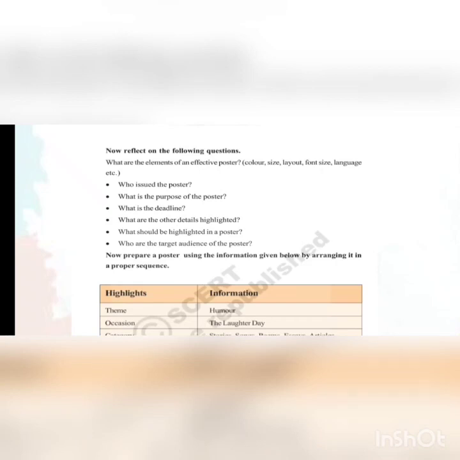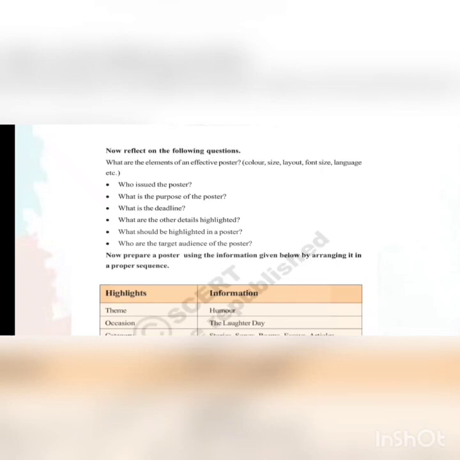Who issued the poster, students? Yes, the Kandakuru Laughing Club. What is the purpose of the poster, students? Awarding the Rajbabu Prize for the best write-up on the role of comedy. What is the deadline, students? Yes, July 27. What are the other details highlighted, students? Write-up languages, amount of prize money, contact details.